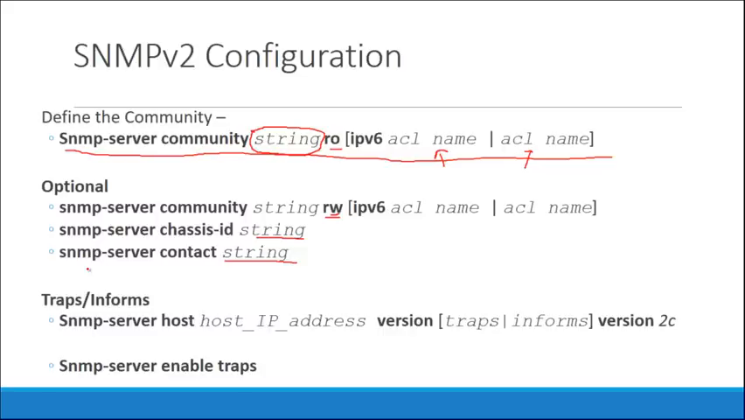So if we want to specify in version 2 whether to send traps or informs, we do use the SNMP server host IP address. That's the address to where your agent needs to send the information. So it's the address of your SNMP manager.